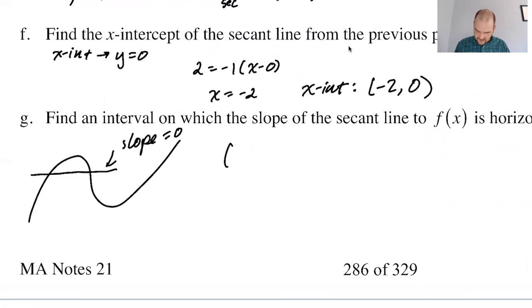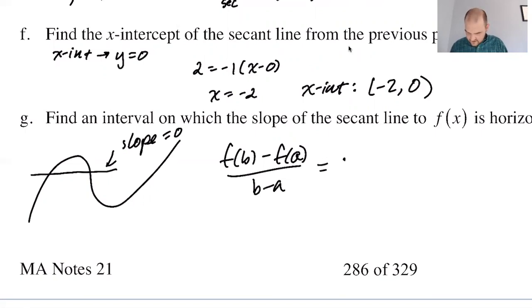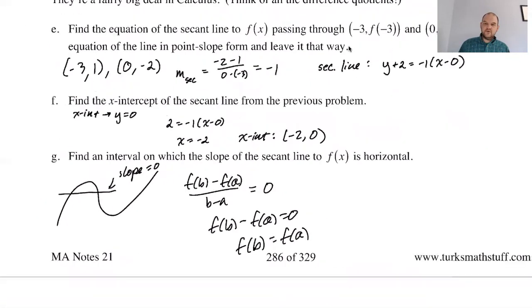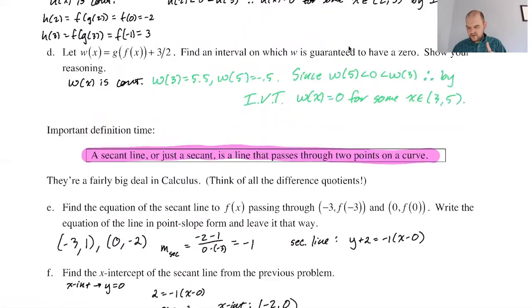So if I did f of b minus f of a over b minus a, which would just be slope, I'd have to get it equal to 0, which means that f of b minus f of a has to be 0, which means f of b has to equal f of a. If we look at our table, can we find a place where 2 of the y values are the same?